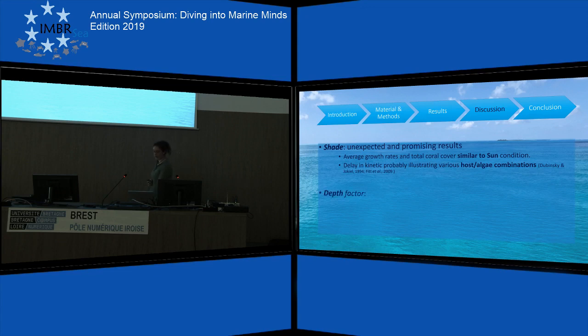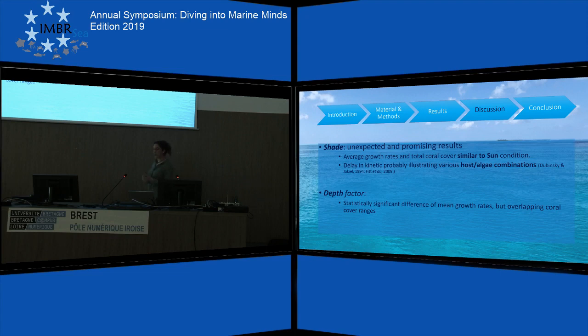For the depth factor, it's actually harder to conclude anything about this, as the two parameters seem to lead to discordant conclusions. The slower growth rates for deep frames would tend to suggest that deep is not such a good condition for coral growth. But at the same time, the majority of frames present overlapping ranges of coral cover with the shallow ones. So actually, this could suggest that it presents satisfying growth.